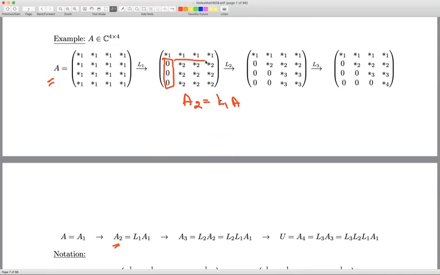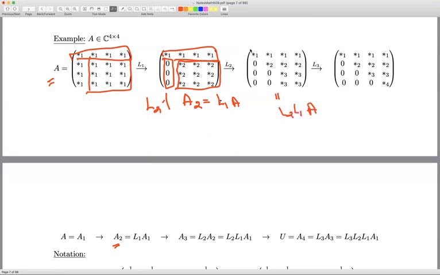This row will stay the same as the original row. So the elements of this row will be the same as the elements of this row here. But these elements here now will be different because some algebraic operations are performed on those. And these elements will be different from the corresponding elements in the matrix A. Now we multiply this matrix by lower triangular matrix L2. And as a result, we will end up with the matrix L2 times L1 times A.